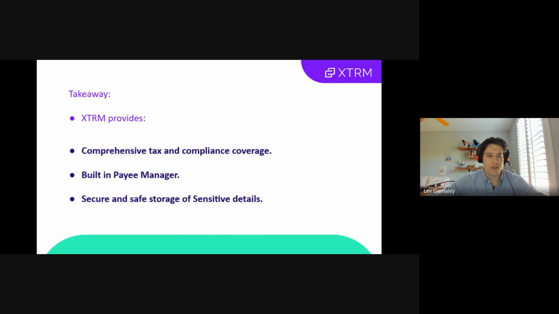And then the final piece we want to discuss here is, again, the storage of that sensitive information. To protect your clients from data breaches, hacking attempts, anything of that nature, Xtrm is built with a robust and secure architecture to make sure that none of this data is going to slip through the cracks and go anywhere that it's not supposed to be.